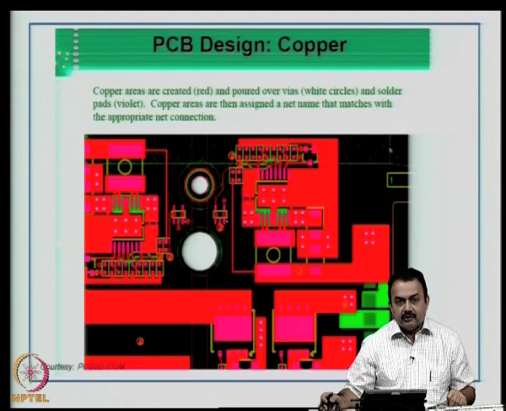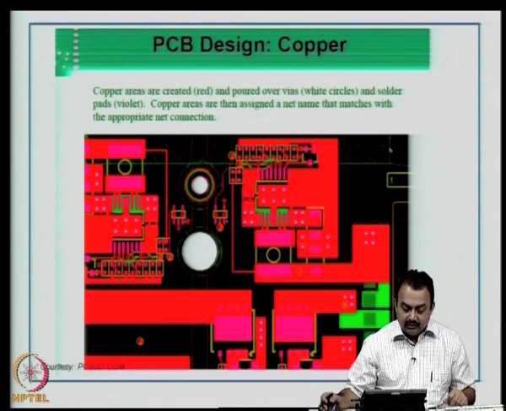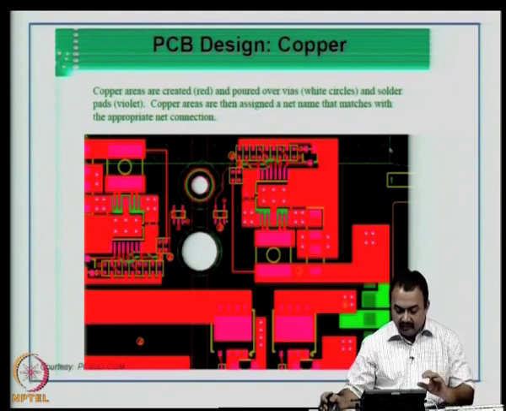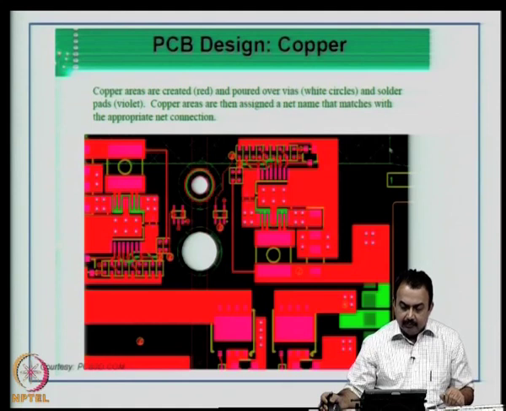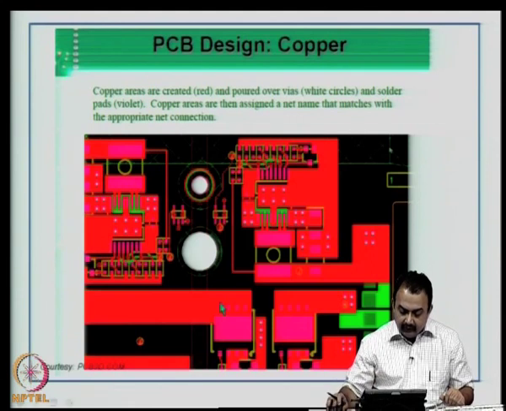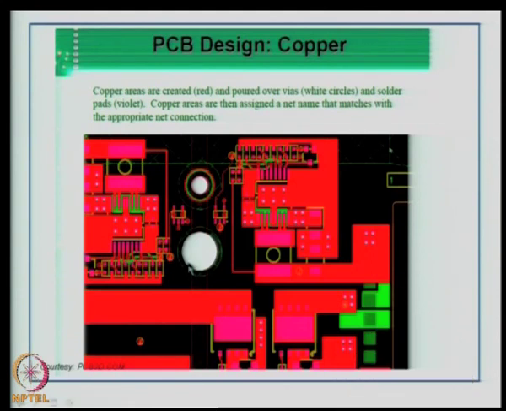There is always a possibility that you may have to pour copper in your design. Okay. When is copper used? Copper areas are created, the red areas that you see here, and poured over vias, the white circles that you see here in this figure, and solder pads. Okay. So, these are the solder pads. Copper areas are then assigned a net name that matches with the appropriate net connection.